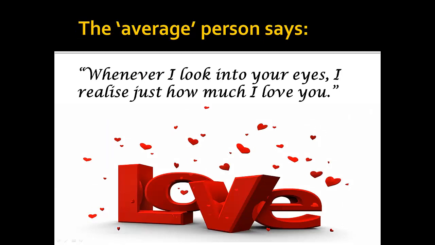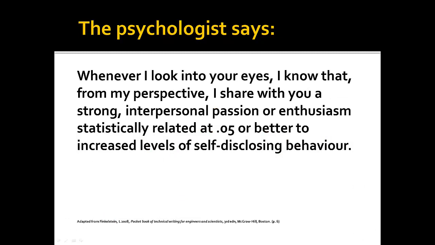Now, just to lighten the mood and take that example a little further, we've got the average person. Notice average is in inverted commas there. "Whenever I look into your eyes, I realize just how much I love you." So this is what the average person says. Whereas if a psychologist said something like this, "Whenever I look into your eyes, I know that from my perspective, I share with you a strong interpersonal passion or enthusiasm, statistically related at 0.05 or better to increased levels of self-disclosing behavior." What kind of reaction do you think the receiver of that message would get?